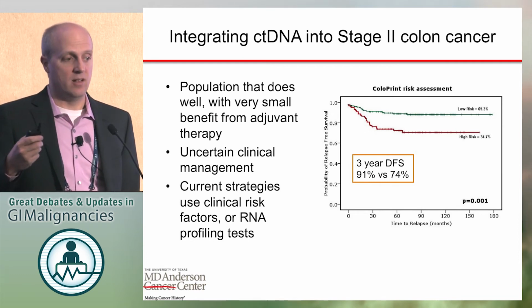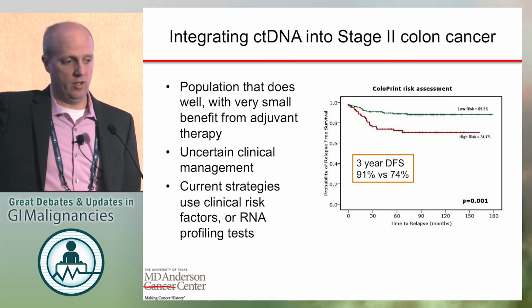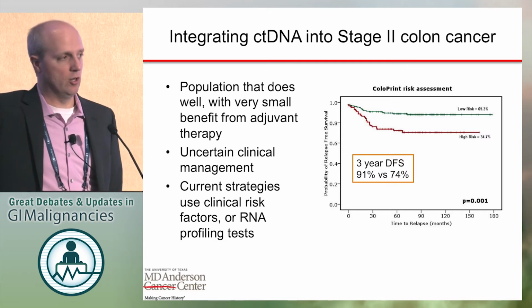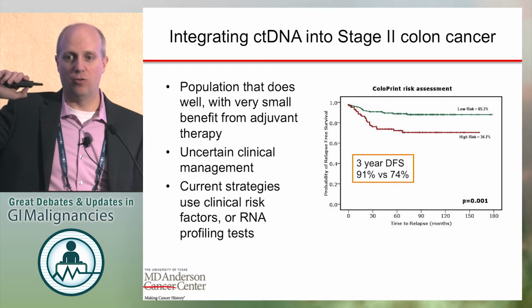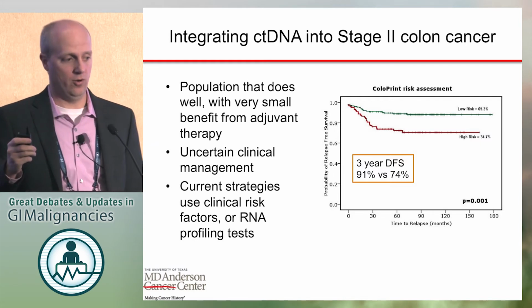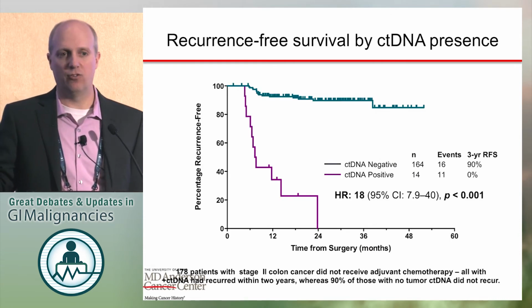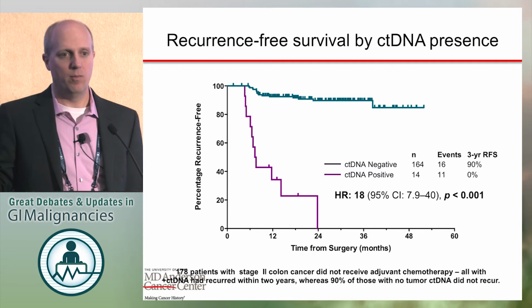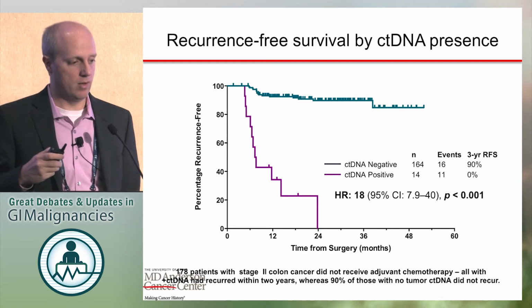So we like this in stage 2 colon cancer, as you heard. We've been for years working on curves that look like this, right? And as others mentioned yesterday, we're used to a hazard ratio of 1.8 or 2 for risk of recurrence. But when we see curves like this with a hazard ratio of 18 and complete separation, that really is very clinically meaningful.